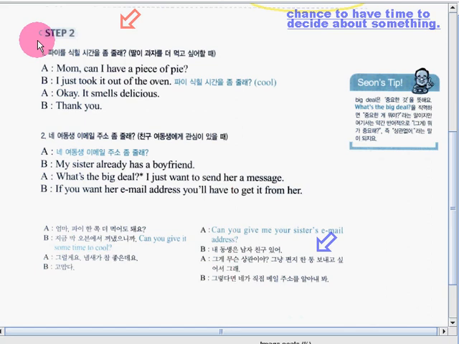Now, let's go on to the dialogues. For dialogue number 1, I will be speaker A, and for dialogue number 2, you will be speaker B. Let's start with number 1. Mom, can I have a piece of pie? Okay, it smells delicious. Number 2. My sister already has a boyfriend. If you want her email address, you'll have to get it from her.